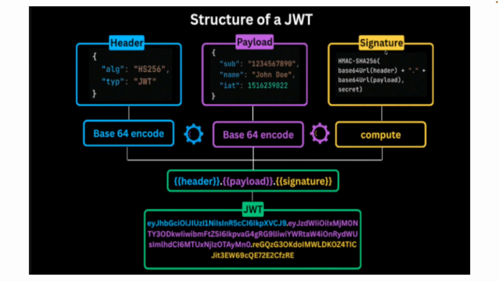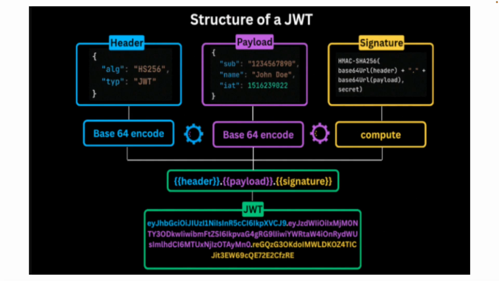And the third is the signature. The signature is nothing but the encrypted Base64 URL of header, payload and secret. So this is how the JWT token will look: header, payload and signature. These three parts together form a JWT. The payload can have user related data. The signature ensures the token is not tampered with. This makes the authentication stateless.